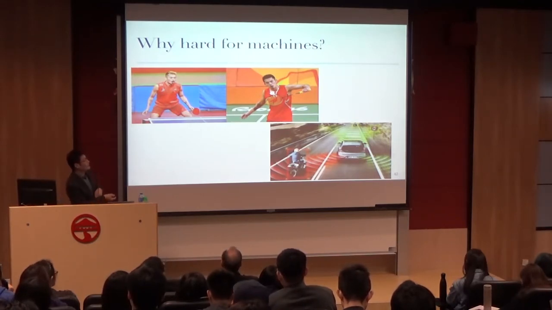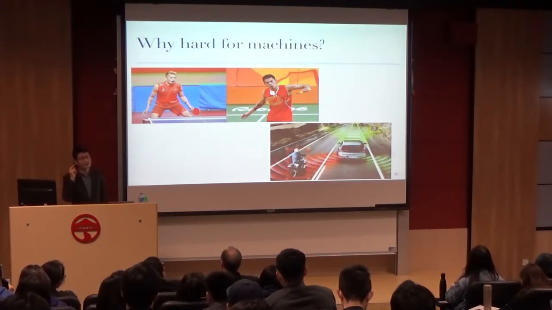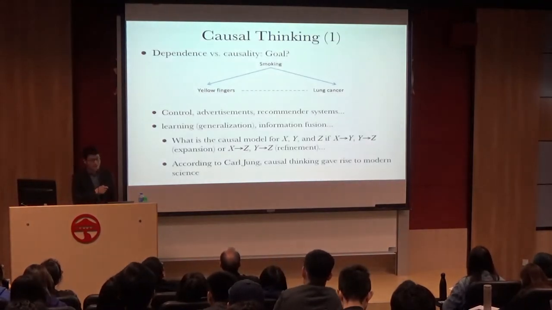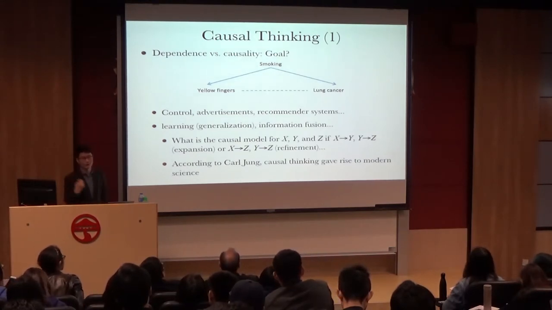Similarly, for self-driving cars, if you just use rule-based systems, just rules, then clearly it's dangerous. But if you use causality, if you see why we make different decisions, you might be able to do a better job. Okay. So here, let me briefly explain what we can benefit from thinking causally.